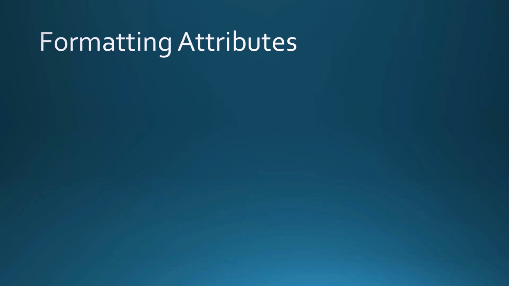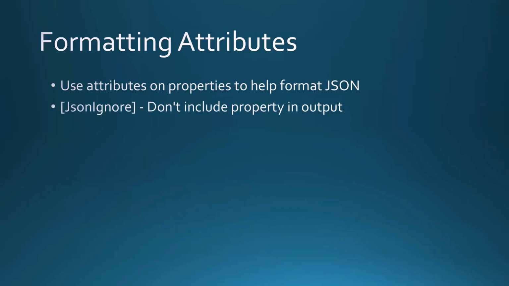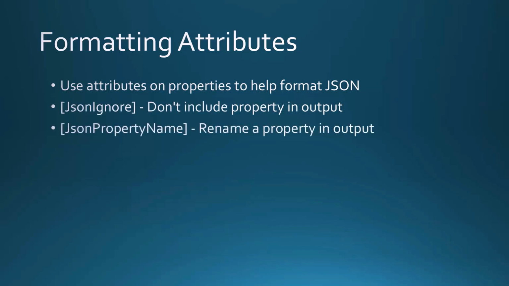.NET contains a number of formatting attributes, and these are attributes that we apply to properties on a C# class to help format the JSON when it gets serialized. JsonIgnore means don't include the property in the output at all. JsonPropertyName renames the property in C# to something else when it gets emitted as JSON.